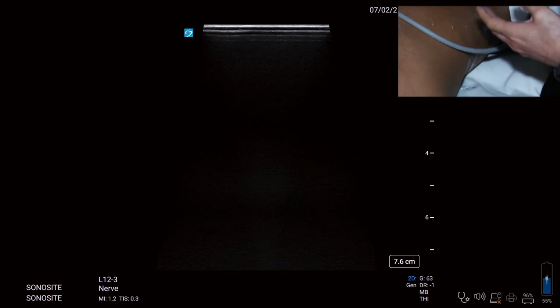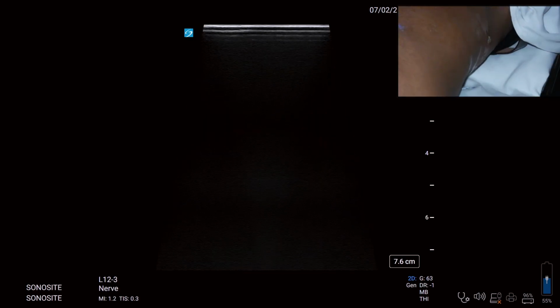See how much better it will become. So we can give the QL block in the supine position also. Yes. Thank you.